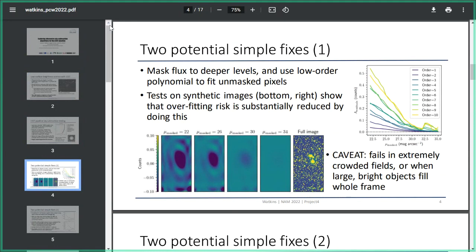The plot on the upper right is showing the same thing, just quantified for a variety of different polynomial order fits. It goes from first all the way through 10th, from the purple all the way to the yellow. And this is showing amplitude of the residuals, so just the maximum minus the minimum of these residual sky-subtracted images as a function of depth in the masking in surface brightness.